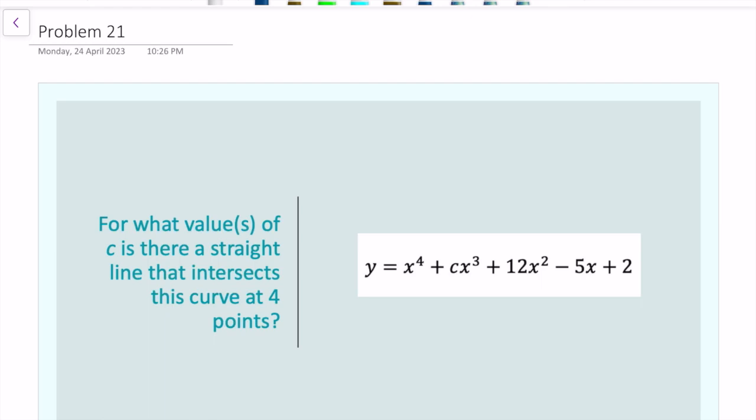Okay, to start, we need to conceptualize this. We need to work out what's going on. We've got a quartic equation, and we want this quartic equation to intersect a line. It says there is a straight line. It doesn't specify what gradient, what y-intercept or anything. But we want a line that intersects this quartic at 4 different places.